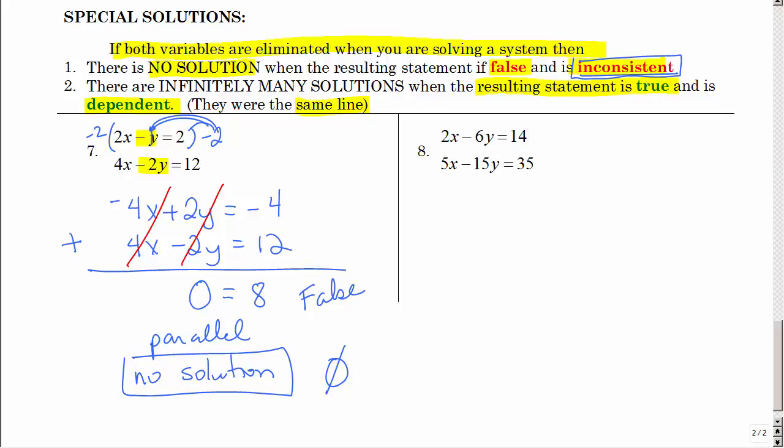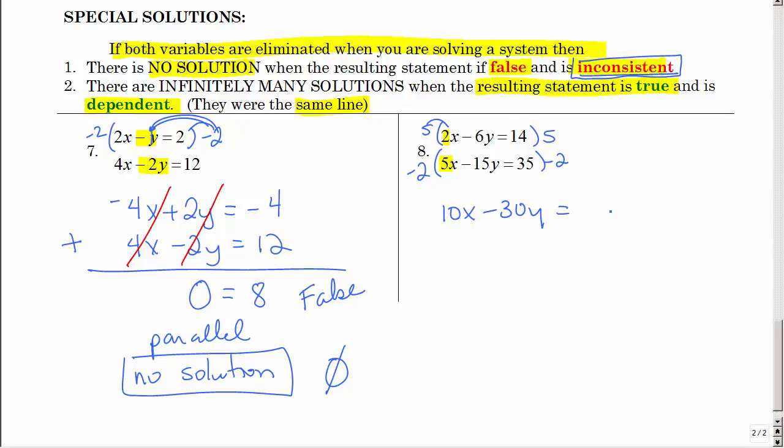Let's look at this one. So let's see, do you want to get rid of y or x? Which one looks easier? I'm thinking x. Alright, so what do we want to multiply this one by? 5, because that would make 10. So this one we need negative 2 to get negative 10.